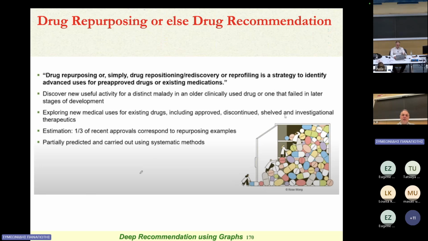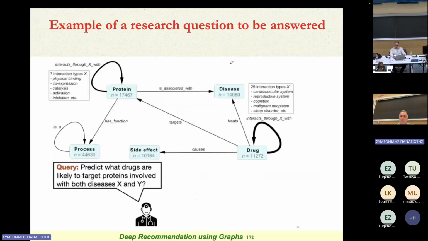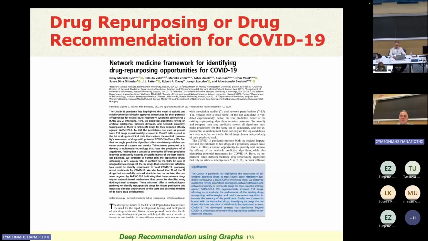So here they have this drug repurposing, which for us could be like drug recommendation. And what does this mean? There are already existing drugs, and they want to see if these already existing drugs can be used for new diseases like COVID-19. Let me give you an example of how this has been done already. And I see a lot of similarities with our own work.